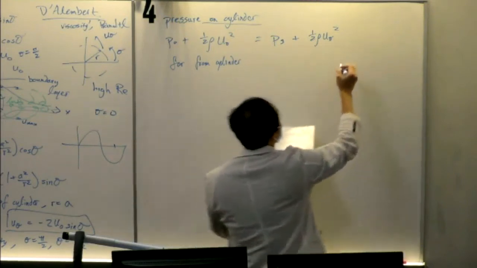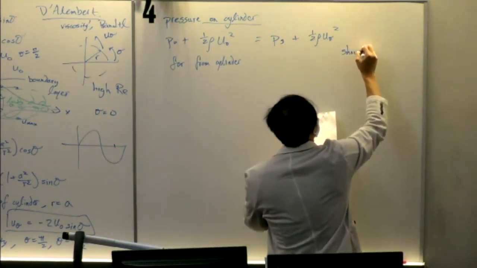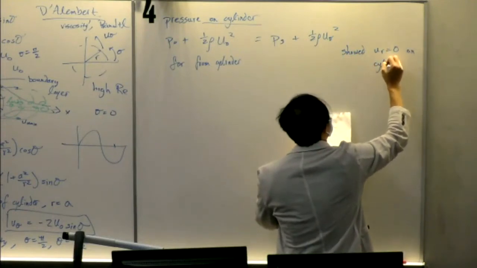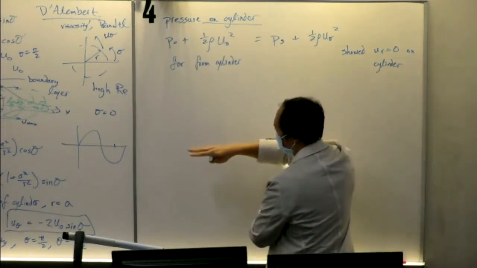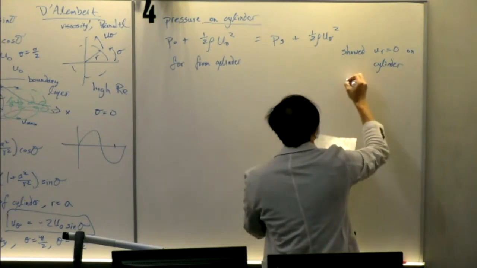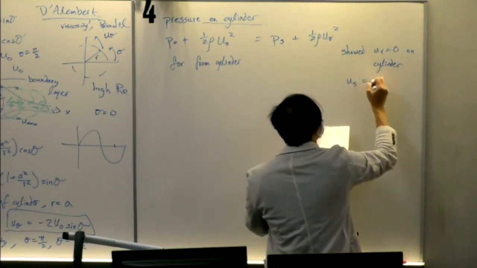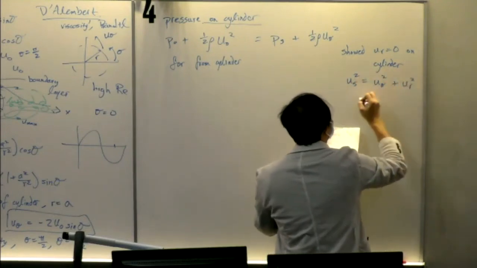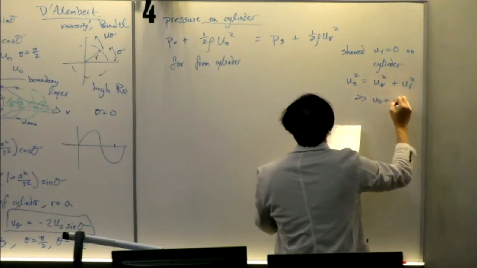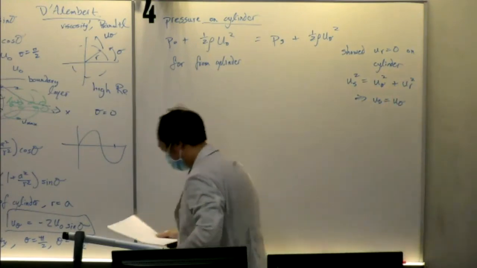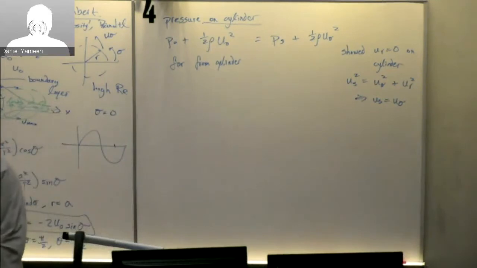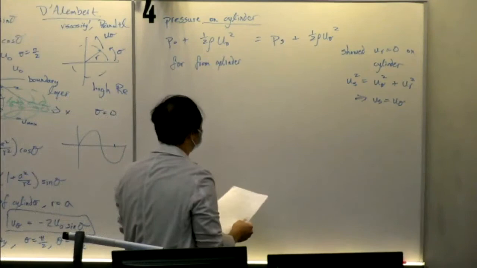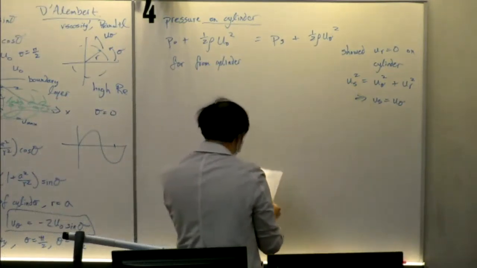Because we already showed that UR is equal to 0 on the cylinder. If you're not convinced, you can substitute R equals A and see that. So U on the cylinder, in general, is equal to the square root of U theta squared plus UR squared, and then US is equal to U theta. Is the one on the left-hand side U naught, or still U theta? This is supposed to be U naught, far from the cylinder. This one's U theta.